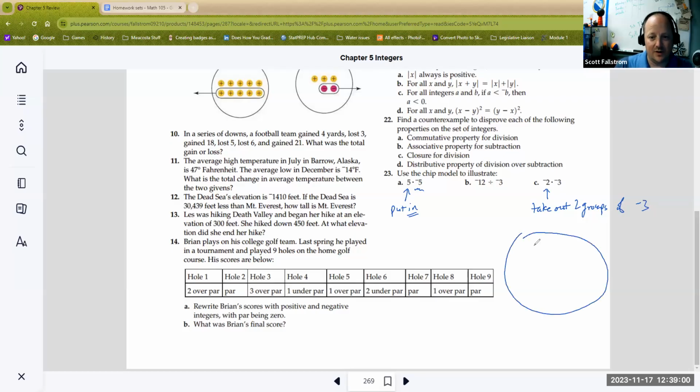I'm taking them out from nothing. I start with nothing in here. I start with 0 in here.